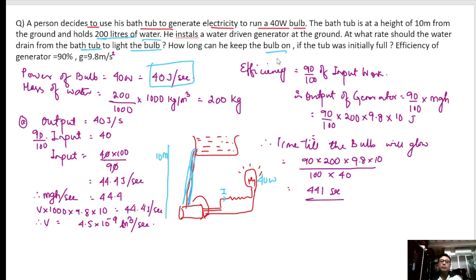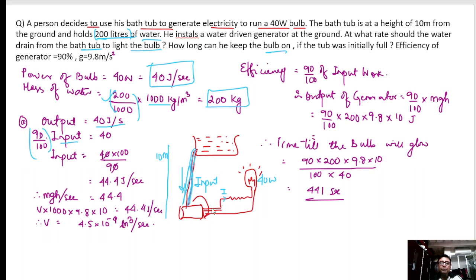Okay, so first of all, please watch one thing. 200 liters is the volume of the water. So liter to cubic meter is divided by 1000. So this is the volume into density. So this is the mass of the water. Clear? This is the mass of the water. Now I need an output of 40 joules. That means the generator should give me an output, but they are telling the efficiency is 90%. That means 90% of the input. This is the input. Please watch here.